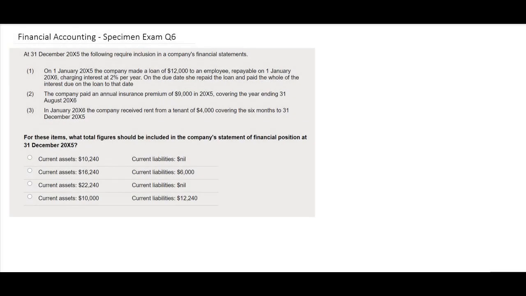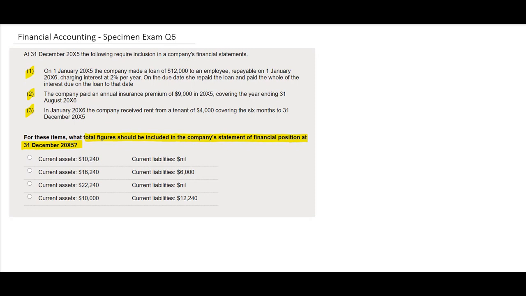In this question, we are being asked to identify the total figures that should be included in the company's statement of financial position at the 31st of December 20X5. We can see from the options available that we are looking for the current assets balance and the current liabilities. We can see that we've got three options to look at in order to calculate this figure, and so I would need to set up workings for those amounts and set up a table for current assets and current liabilities so that I can capture the amounts.